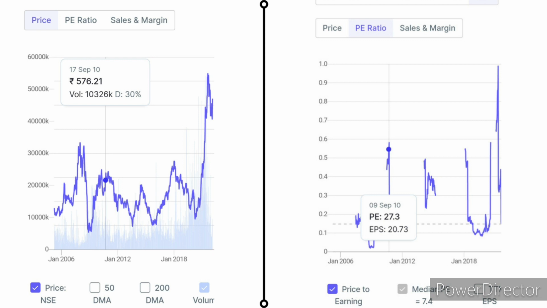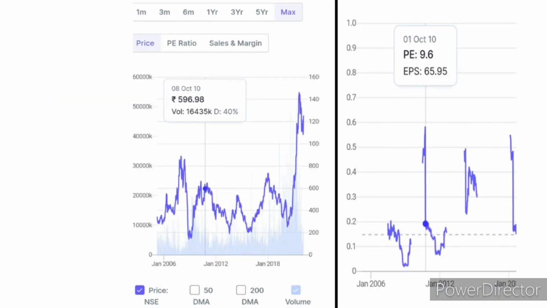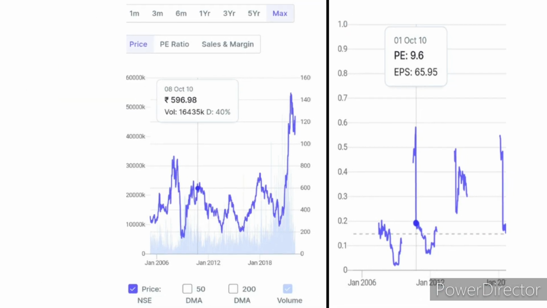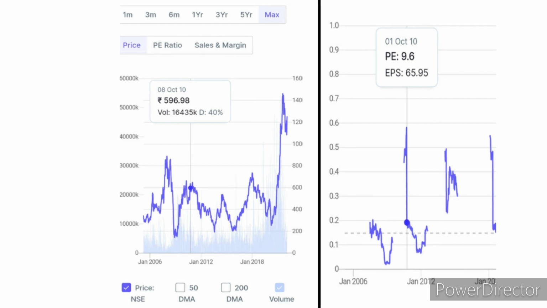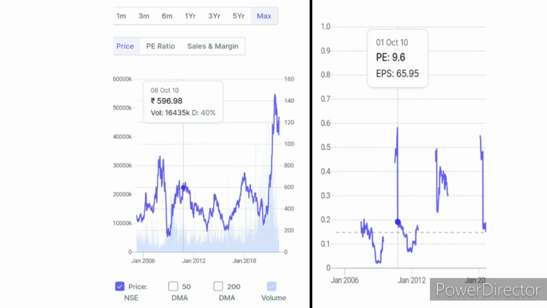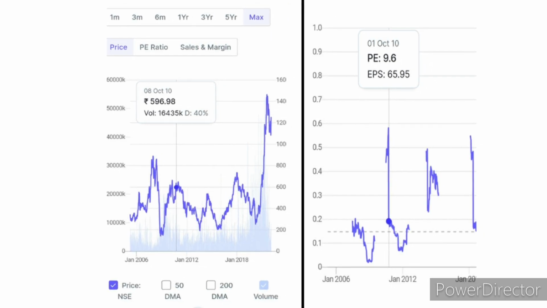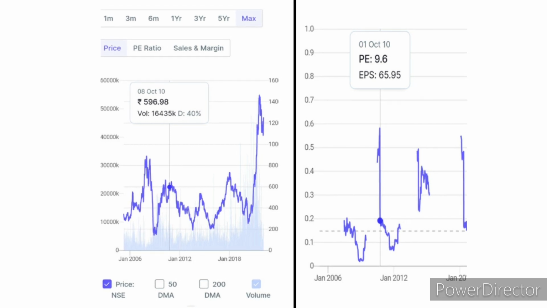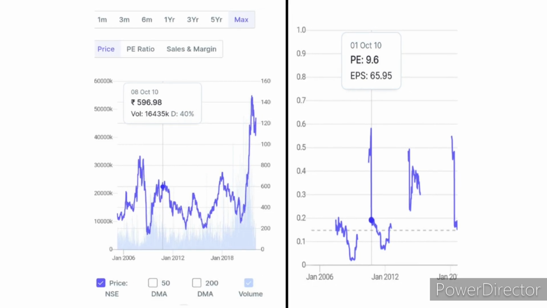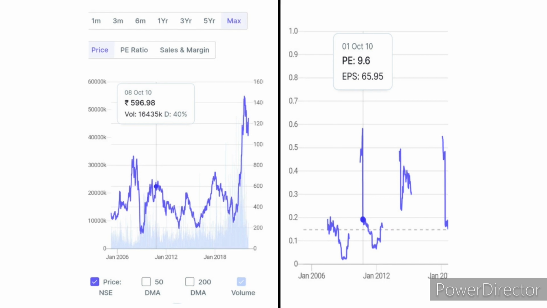There was a cyclical stock that was trading at 576 rupees in the month of September 2010 with a PE of 27 and EPS of 20 rupees. If you see the very next month, in October 2010, the EPS has increased to 65, almost a threefold jump, and PE reduced to 9.6, and the stock price is 596. There is not much increase in the share price.